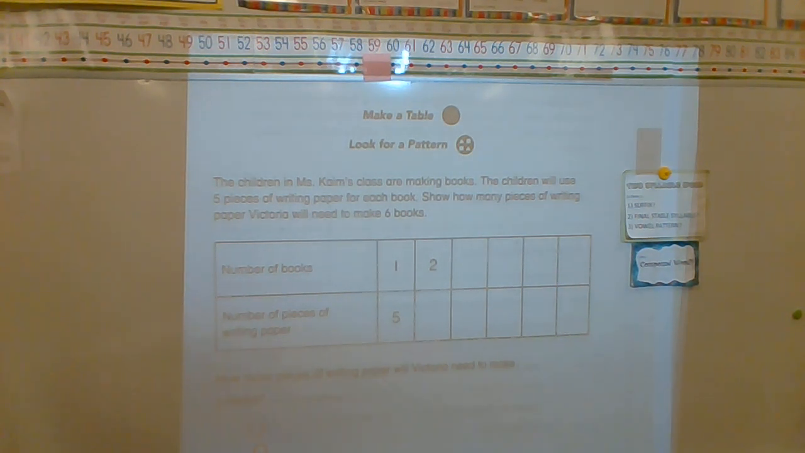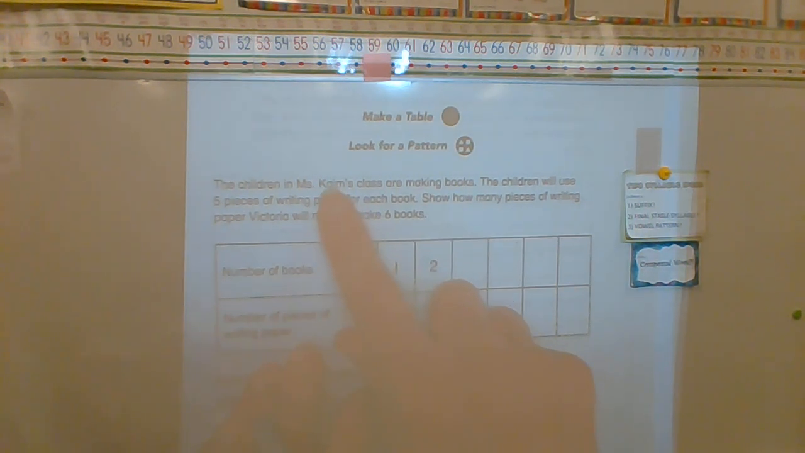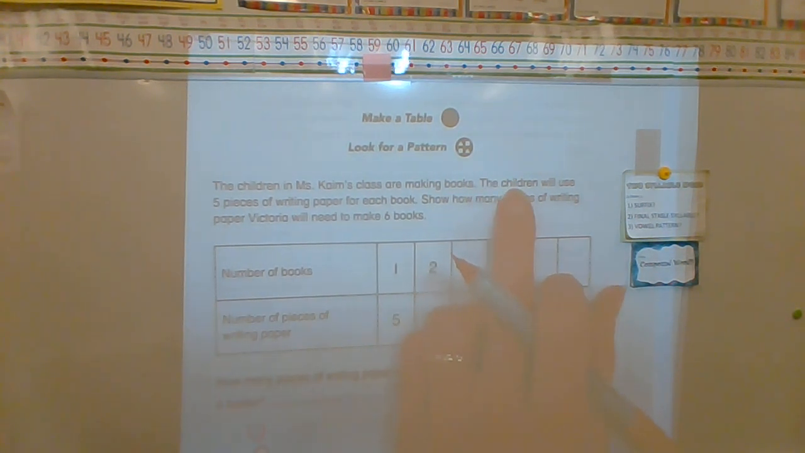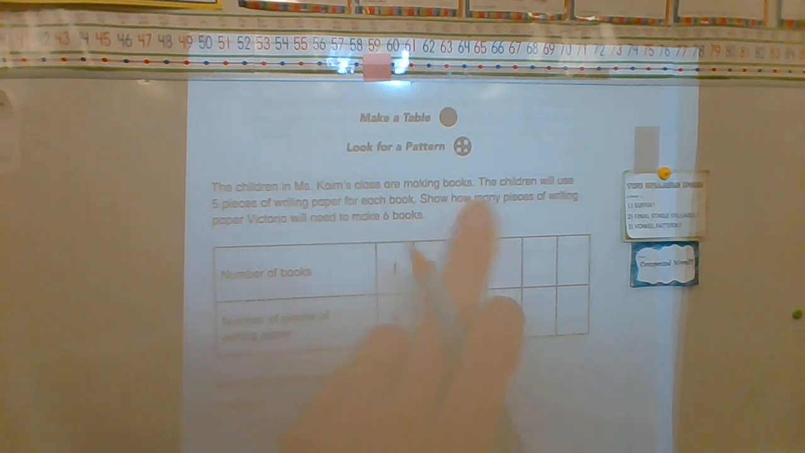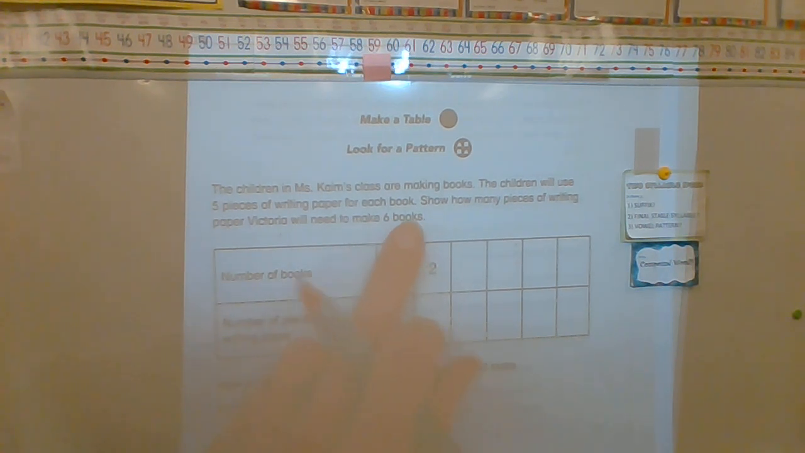All right. Now let's read for understanding. The children in Miss Kame's class are, now I decided her name is Kame. You know why? Because I saw that digraph AI like rain, so I knew it was saying A. The children in Miss Kame's class are making books. The children will use 5 pieces of writing paper for each book. Show how many pieces of writing paper Victoria will need to make 6 books.